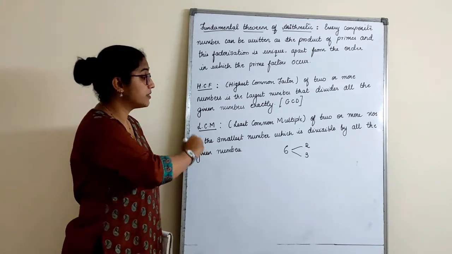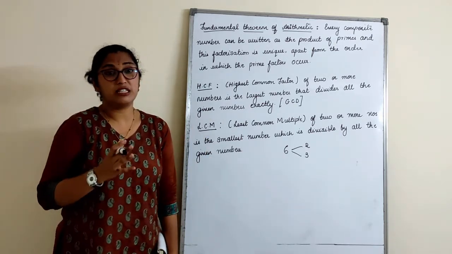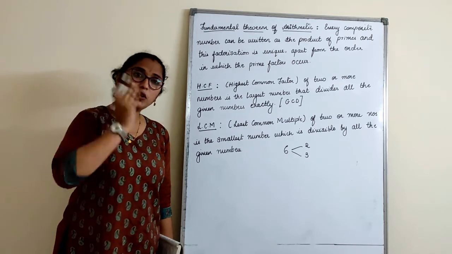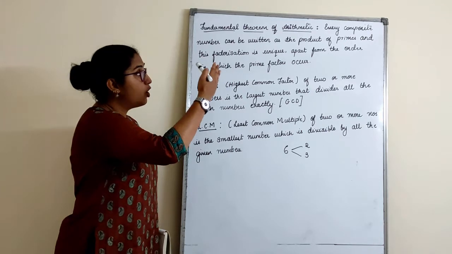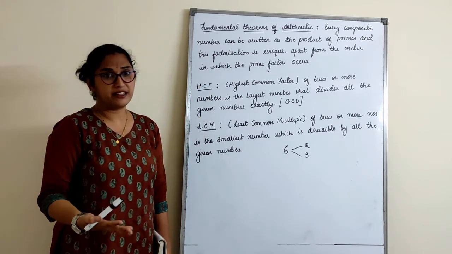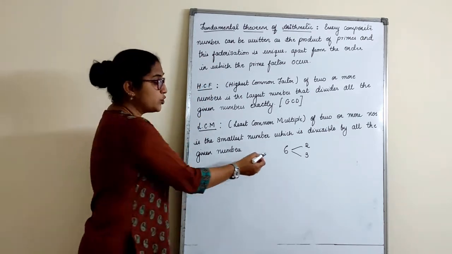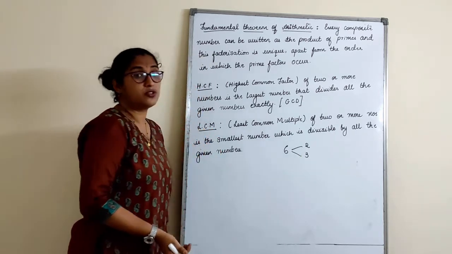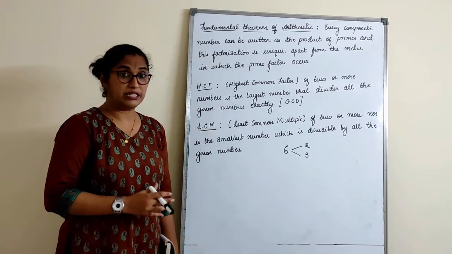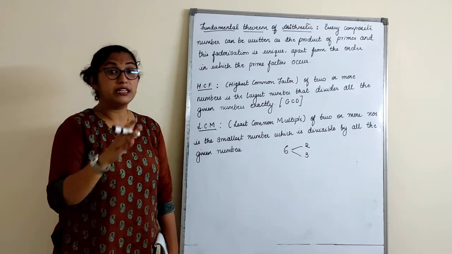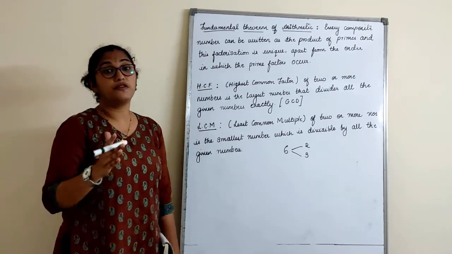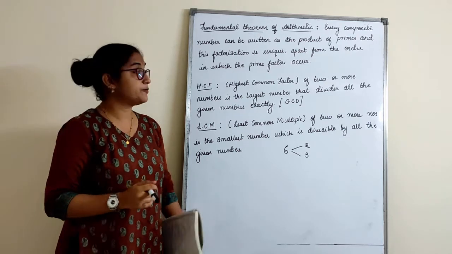This factorization is unique in the sense that it can be represented only in this manner, apart from the order in which we write the prime factors. That's the definition, children. What you understand here is that 6 can be written as 2 into 3 or 3 into 2, that's unique. That is what we are mentioning in the form of a definition. This is the definition for the fundamental theorem of arithmetic.